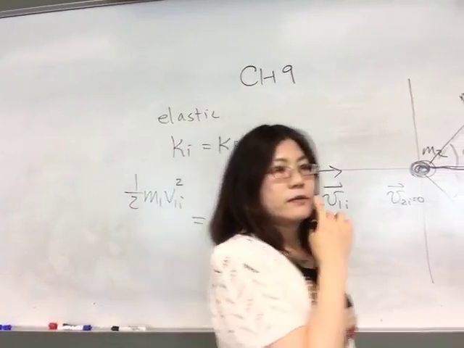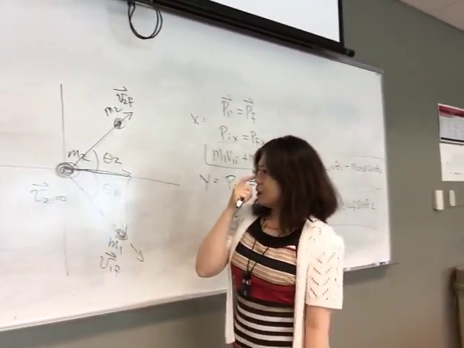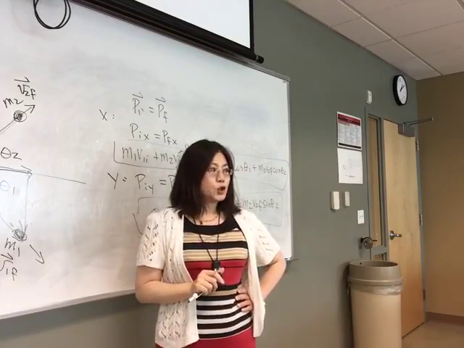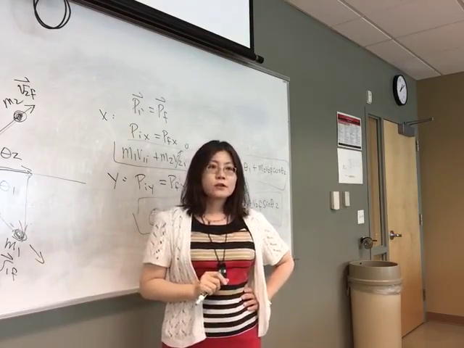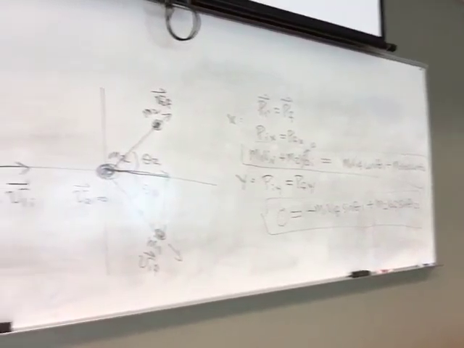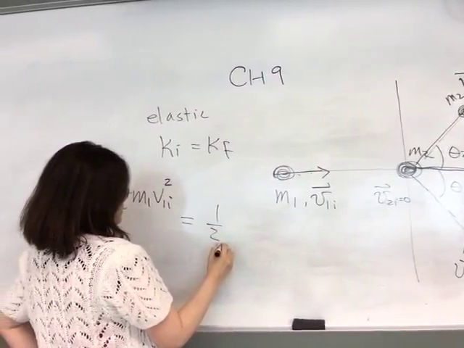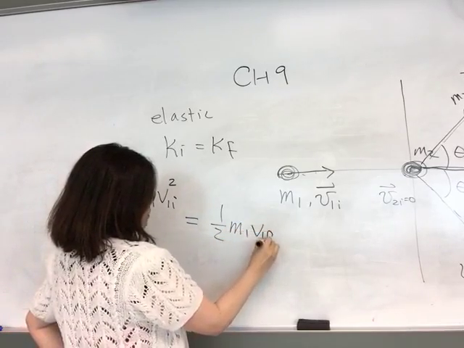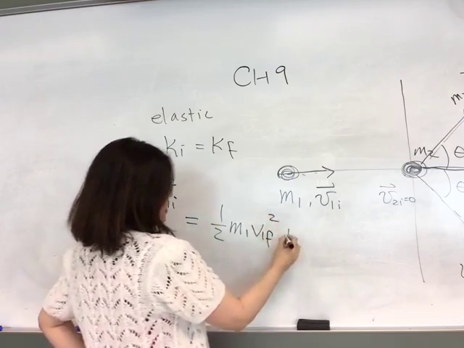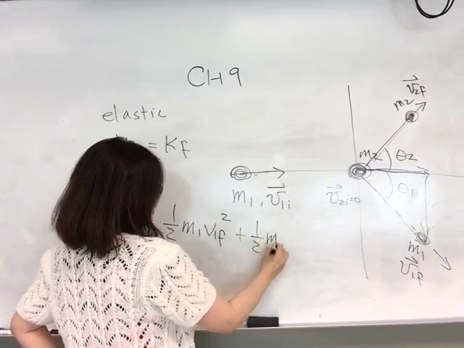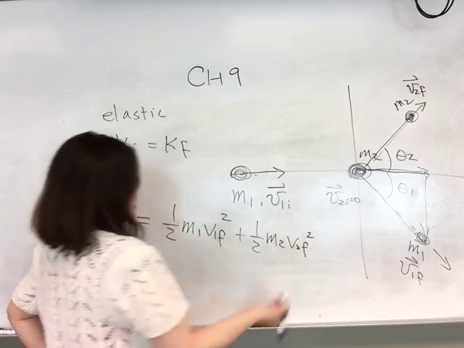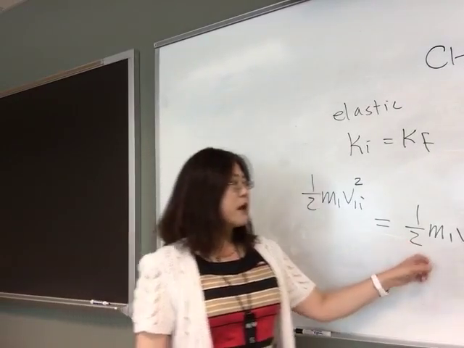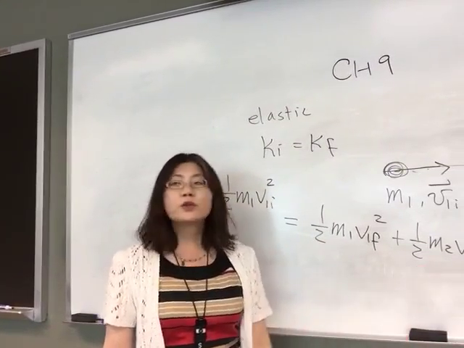Final kinetic energy. How would you write the final kinetic energy? How many terms are there? 2, because both particles are moving. So give me the first one, the particle 1. 1 half m1 v1f squared. Great. This is how the energy is conserved. This is after collision. You have 1 half m1 v1f squared plus 1 half m2 v2f squared.